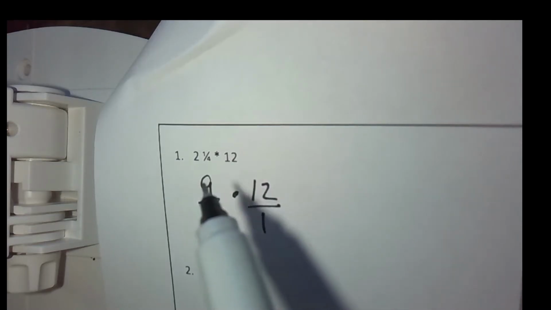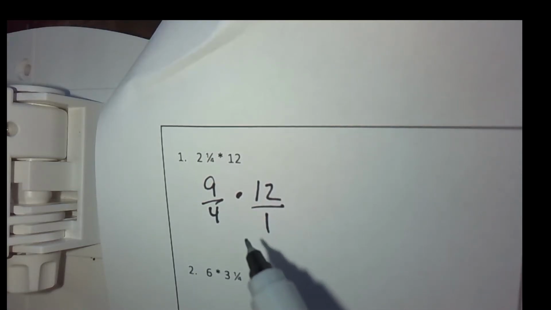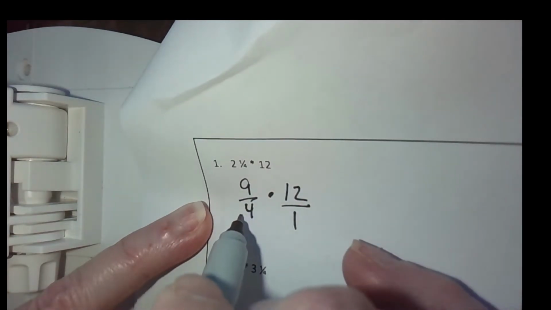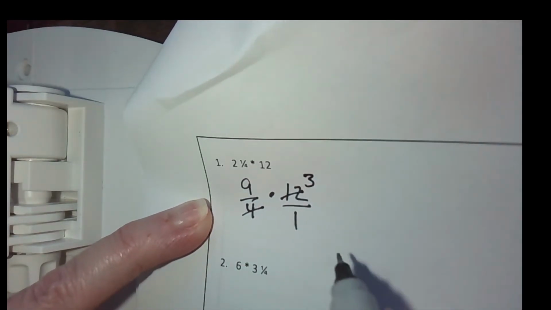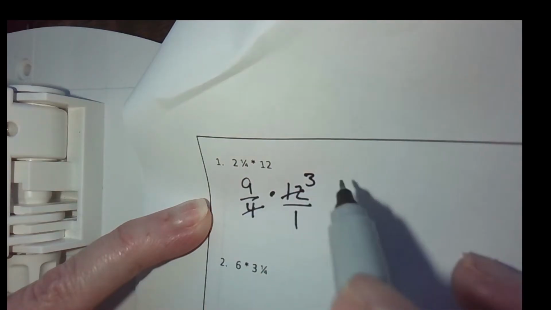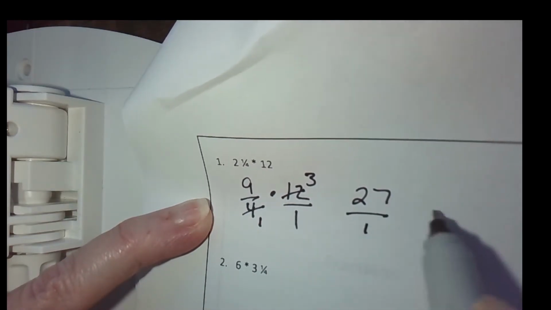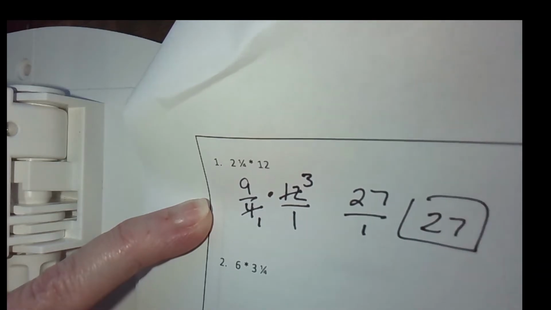And anything in the top line when you're multiplying can reduce with anything in the bottom line. Doesn't have to be right over top of itself. So like, for example, 4 goes into 12 3 times. Right? So now go top times top. That's 27 over 1, which is 27.